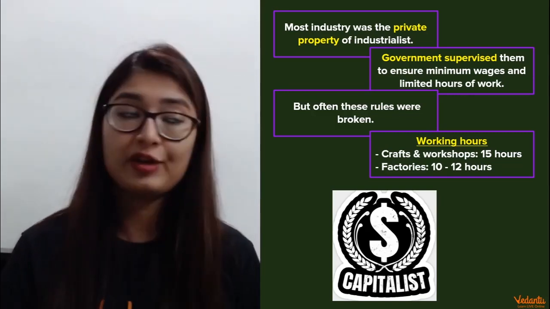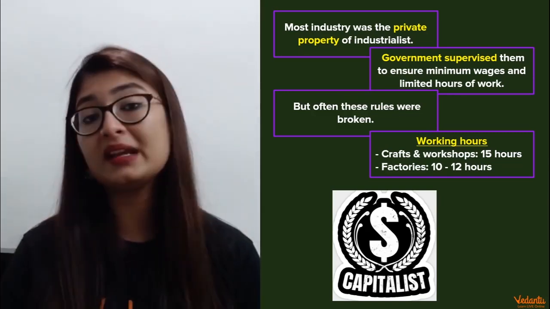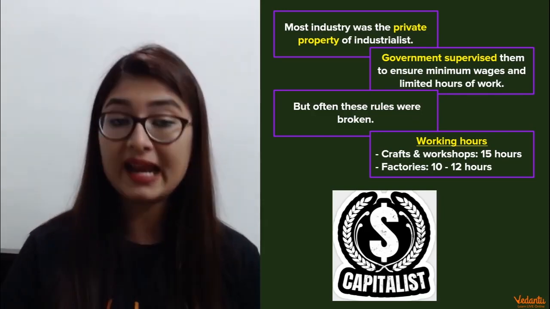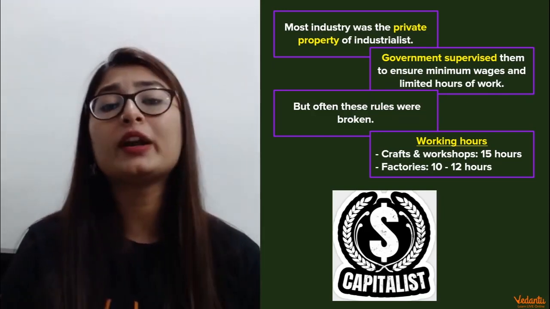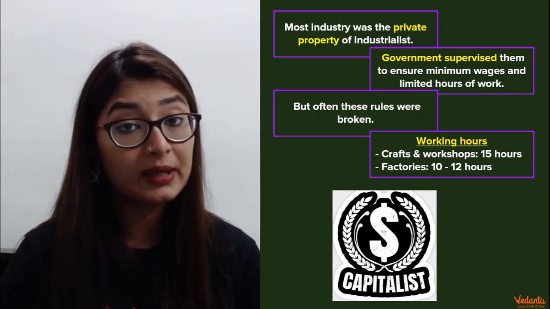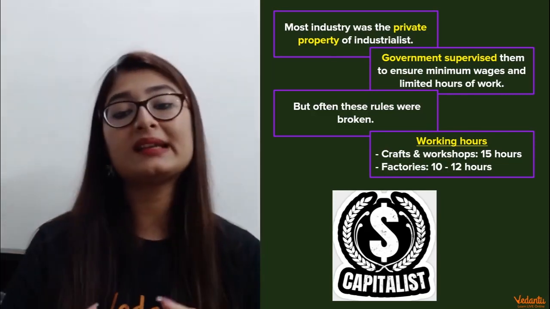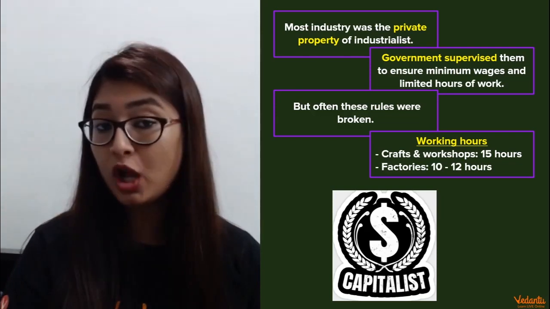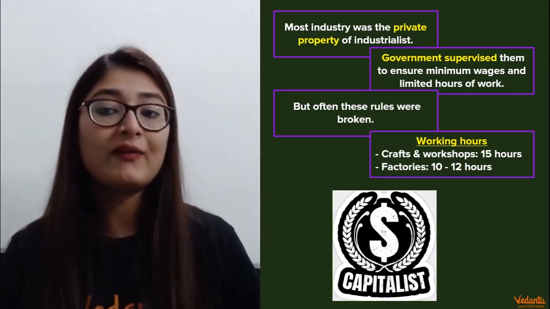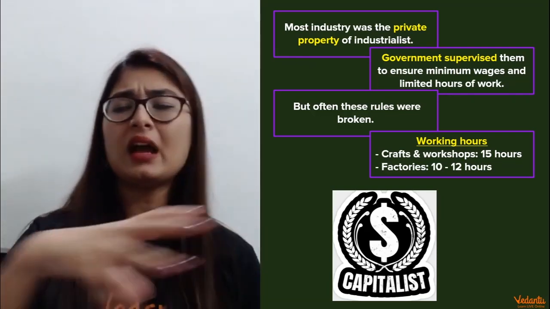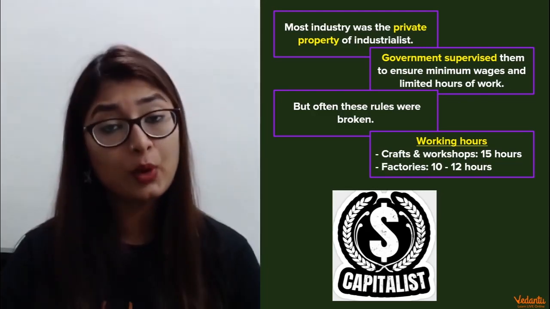As a result, despite the government's intervention and certain policies designed by them, a lot of exploitation was happening. The government supervised these places, but they were not really supervising the craft and workshops. Over there, they were not keeping a very hard and fast check. In fact, in the other places also, because it was more of a private property.